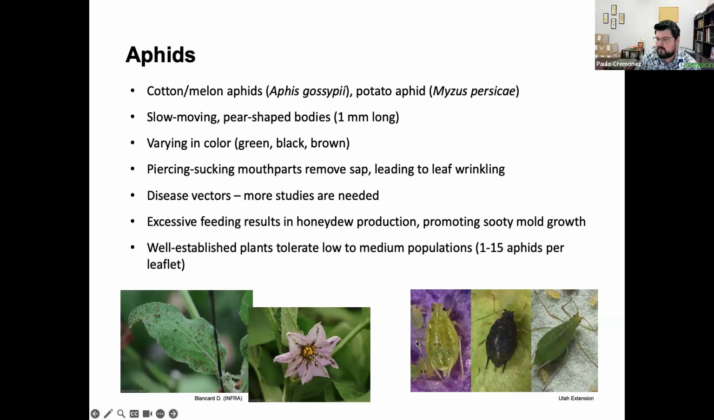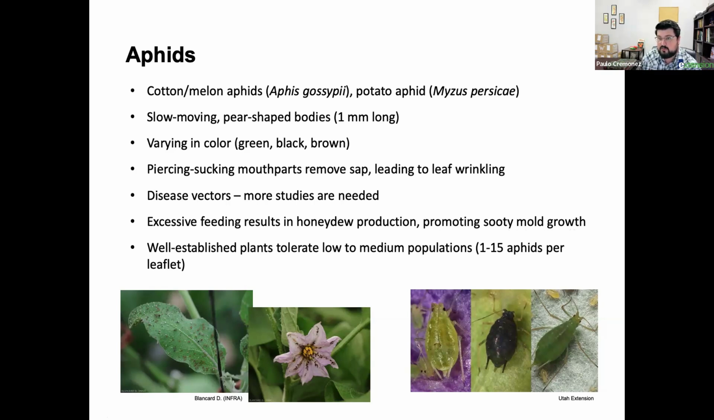Over here, it's also possible to see them. They can vary in color, so you have a multitude of different aphids that can affect your solanaceous crops. They have piercing, sucking mouth parts. They remove a lot of sap, and because of that, they produce a lot of honeydew that promotes sooty mold growth on top of the leaf. It turns black and blocks photosynthesis, therefore less production. They are also vectors of important diseases.